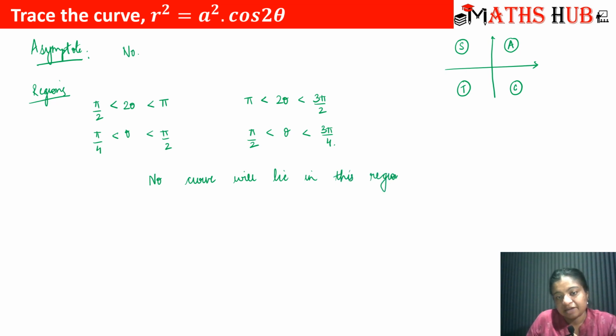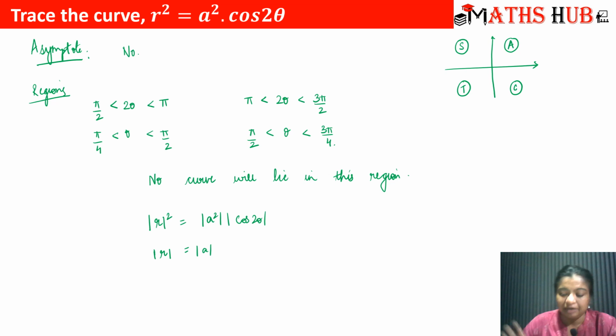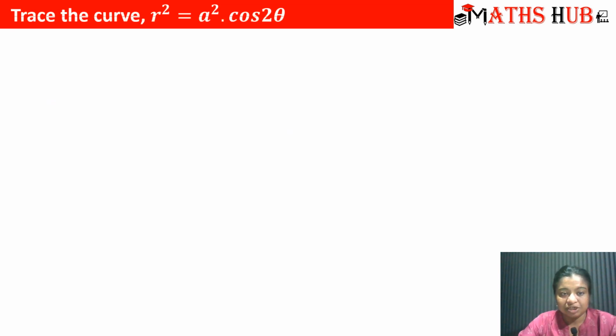And what is the maximum radius that this curve can take? You can take the mod. So mod of r square is equal to mod of a square times mod of cos 2 theta. We know that mod of cos theta is at most 1. So we can say that mod r is at most mod a. That means the maximum radius of this curve can be a. Now with all this information, let us try to trace this curve.